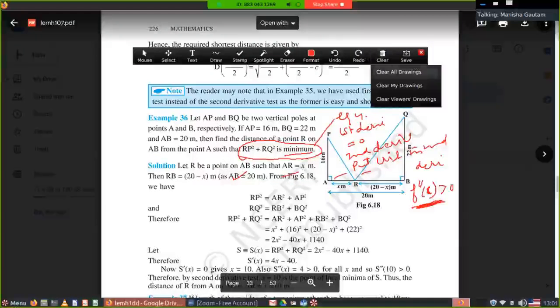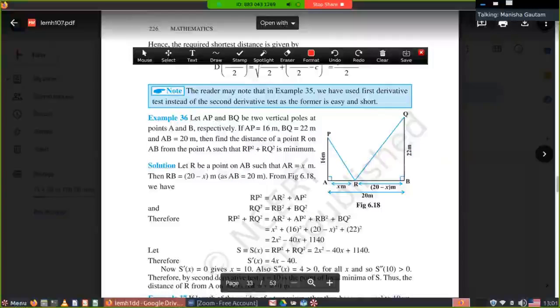Let's do it. Yes, here is a figure. These measurements are given to you. We have supposed AR is x, then RB will be 20 minus x. If you want RP square, it is a right angle triangle, so apply the Pythagoras theorem. Same, apply Pythagoras in the second triangle and add PR square and RQ square. Yes, add them. You are getting an equation: 2x square minus 40x plus 1140.